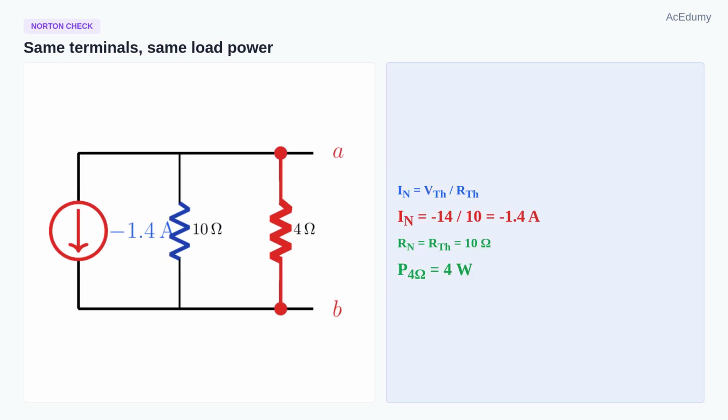The same result can be checked with Norton form. I Norton equals Vthevenin divided by Rthevenin. So it is negative 14 over 10, equal to negative 1.4 amperes for the A to B reference direction. The resistance is still 10 ohms in parallel. Whether we use Thevenin or Norton, the load terminals see the same behavior, and the 4-ohm resistor absorbs 4 watts.